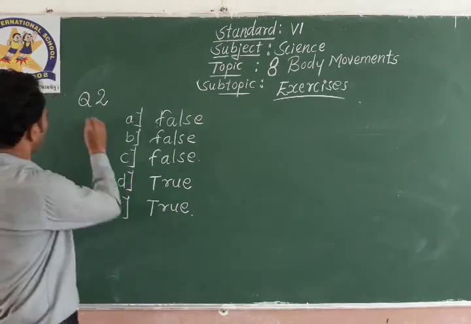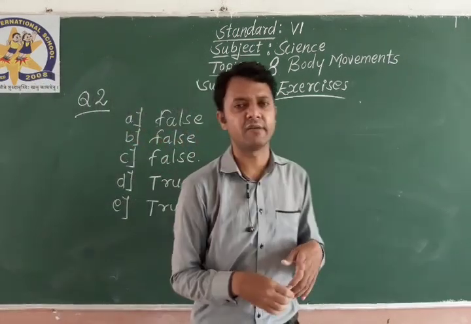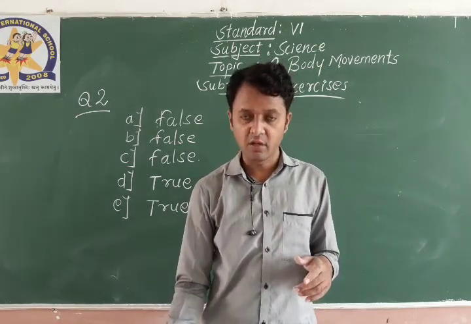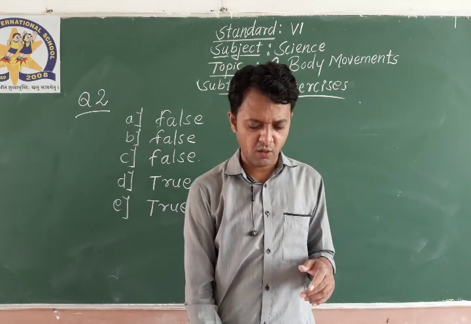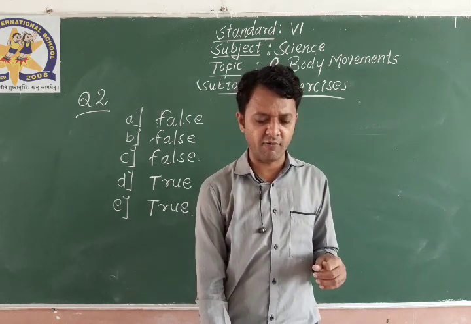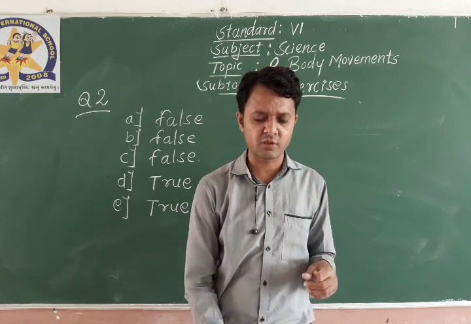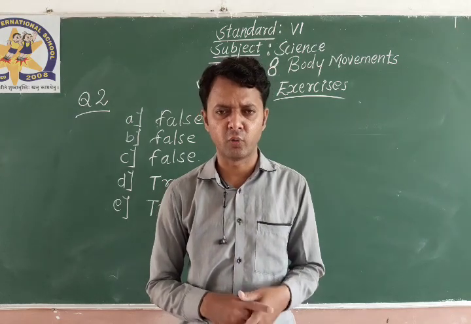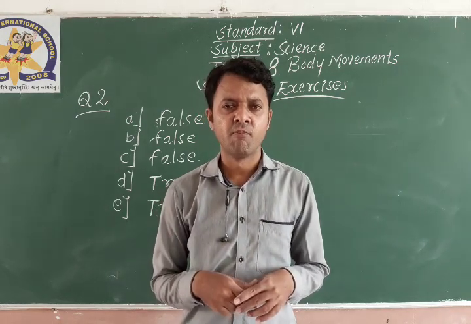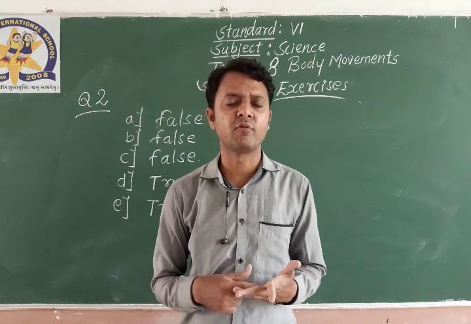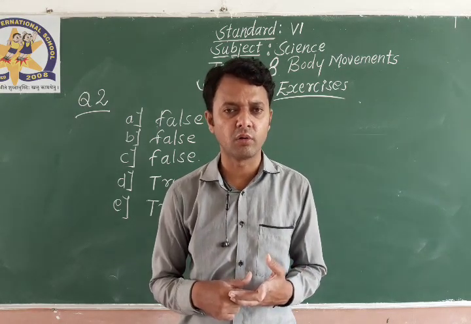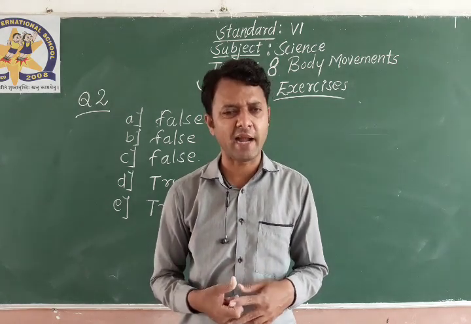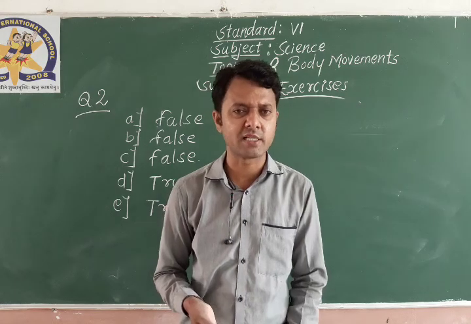So in this way, question number 2's answers A, B, C, D, E: false, false, false, true, true. Fill in the blanks and true and false are done. Now match the items in column first with one or more items of column second. That is homework for you. Try to solve the match the following on your own and send it to me. We will check, and later I will give you the correct solutions of match the following as well.